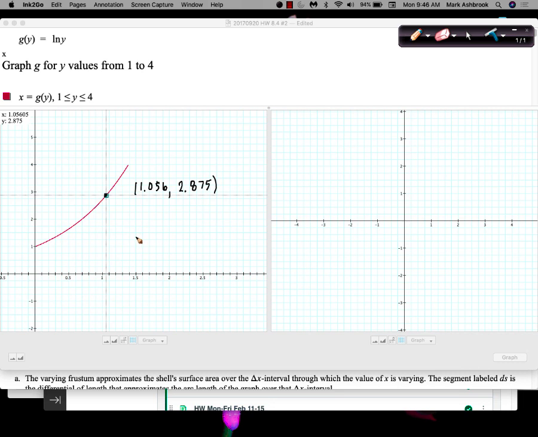Think about it. Tell the person next to you, what's the meaning of these coordinates relative to the function g? How would you interpret those coordinates in light of this function g? At a value of y equals 2.87, the x value would be 1.056. Okay, that's true, absolutely right, but tell me in terms of g. I want to relate it to g.